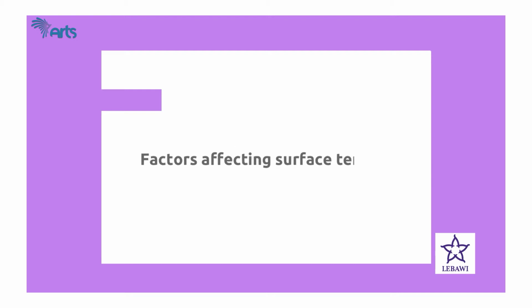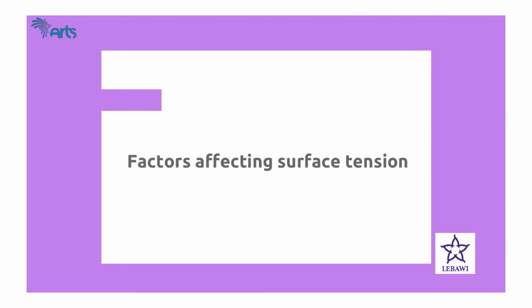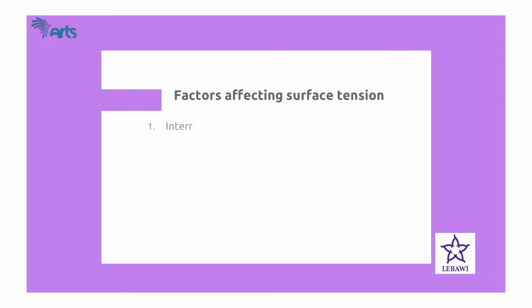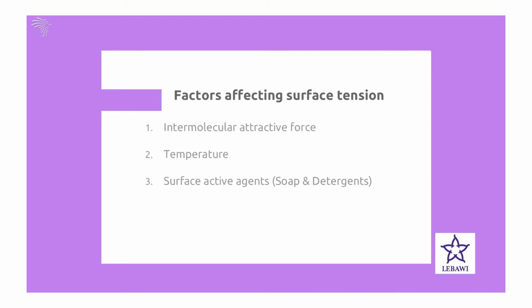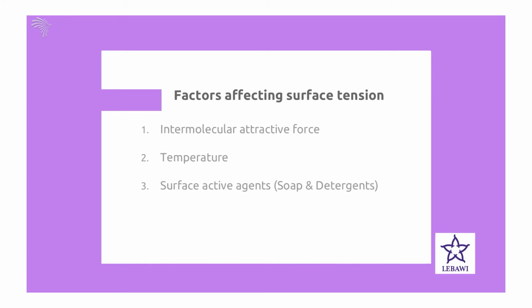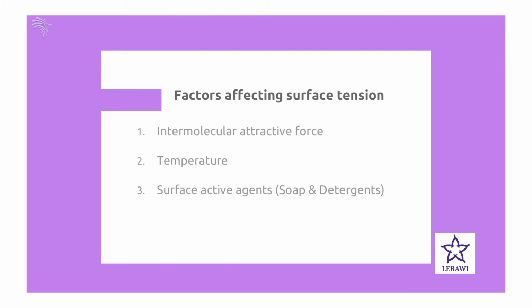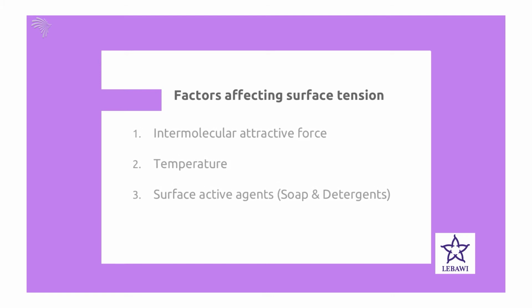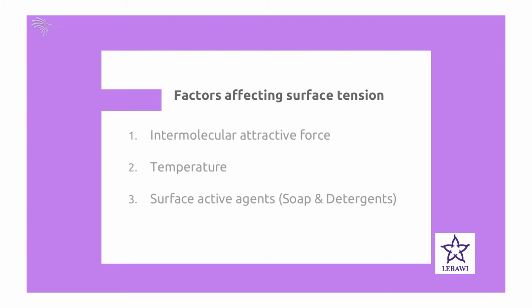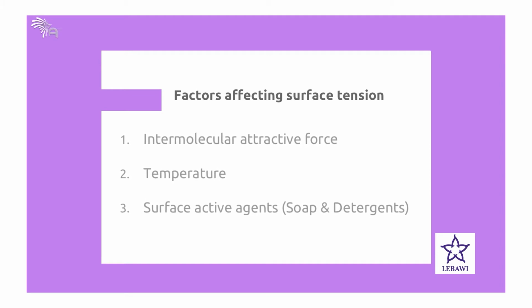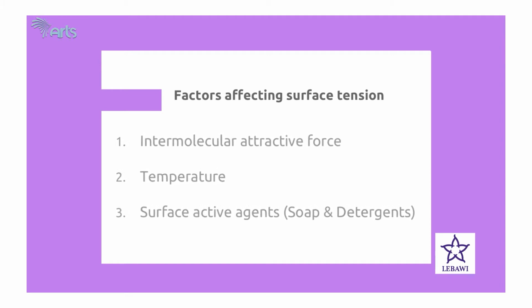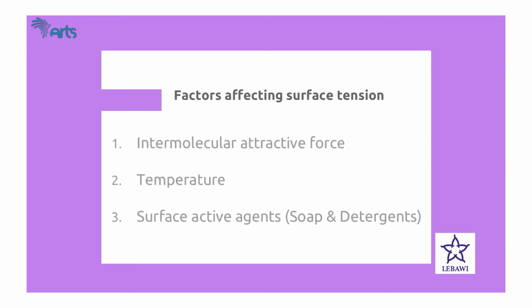Basically, there are three factors that can affect the surface tension of a liquid or a fluid: the intermolecular attractive force, the temperature, and surface active agents like soap and detergents. As the intermolecular attractive force increases, the surface tension will increase. When the temperature of the liquid increases, its intermolecular attractive force will decrease, so there is a decrease in surface tension. The third one is surface active agents. When we use soap and detergents in a liquid, its surface tension will decrease.